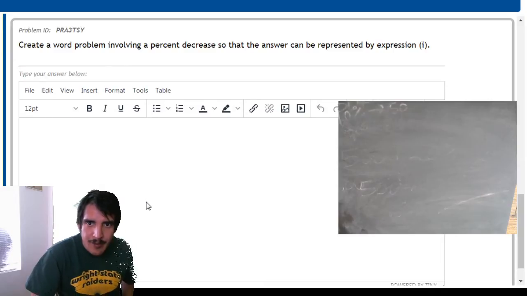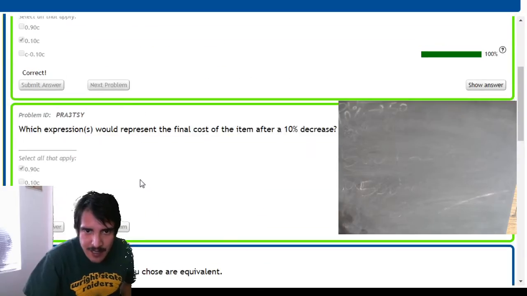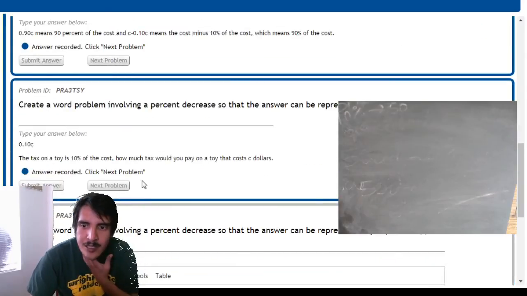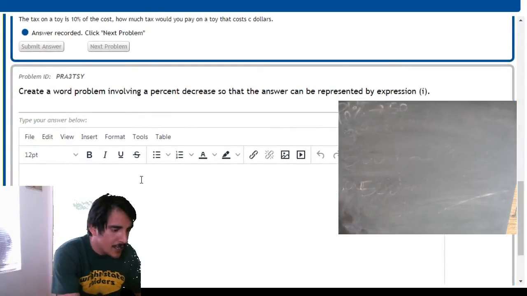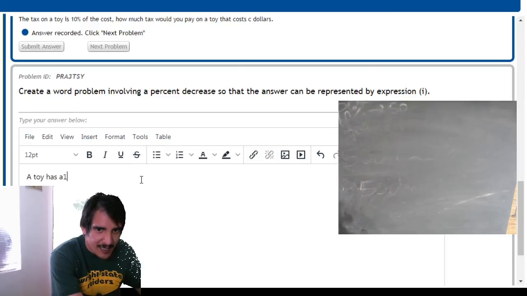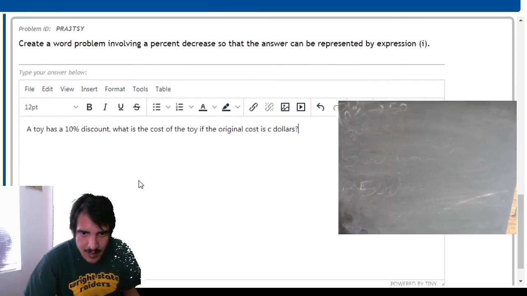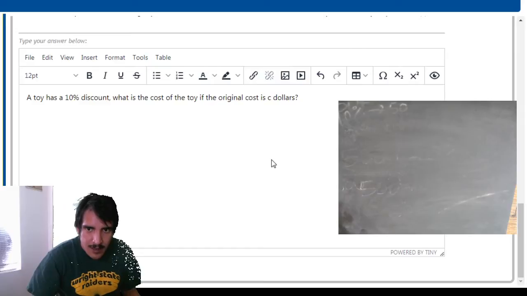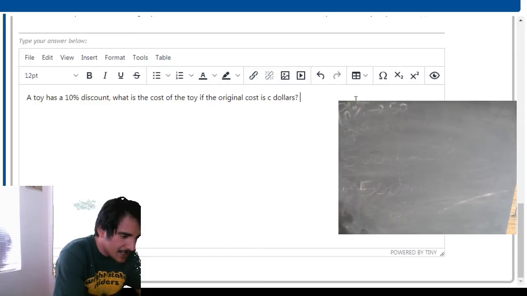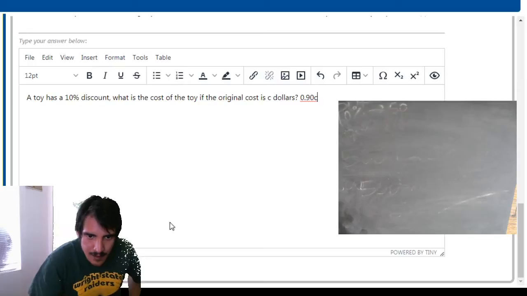Create a word problem involving a percent decrease so that the answer can be represented by the first expression. A toy has a 10% discount. What is the cost of the toy if the original cost is C dollars? And the answer to that is 0.90C.